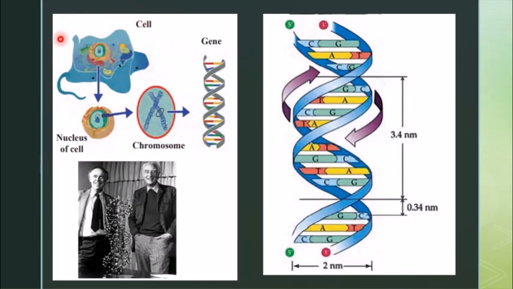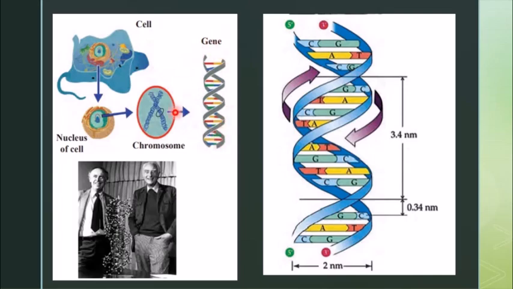So inside our body we have cells, and as our body is made up of cells, in the cell we have the nucleus, and inside the nucleus we have chromosomes, and on the chromosomes we have DNA which has the gene, and the gene expresses our characters.